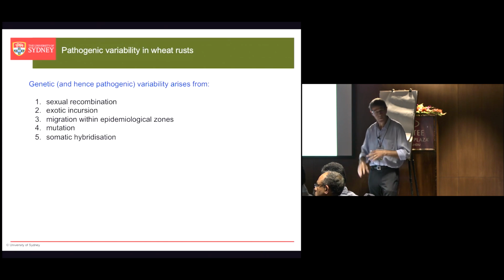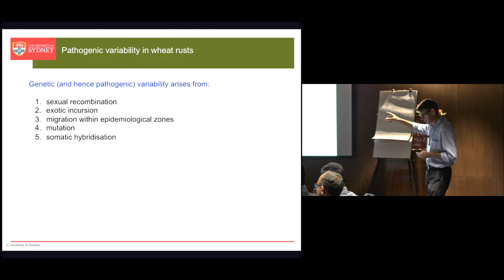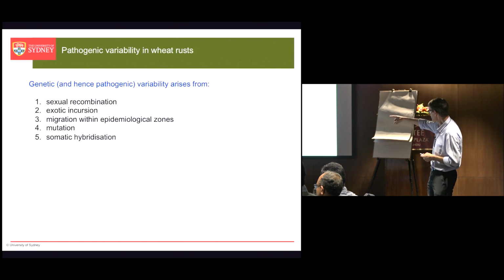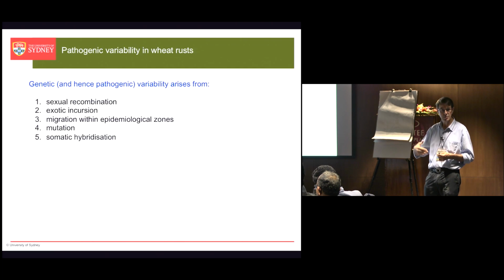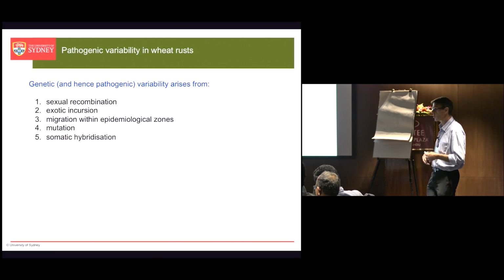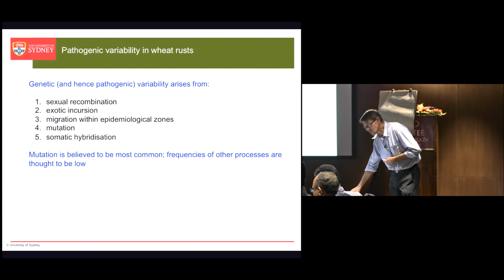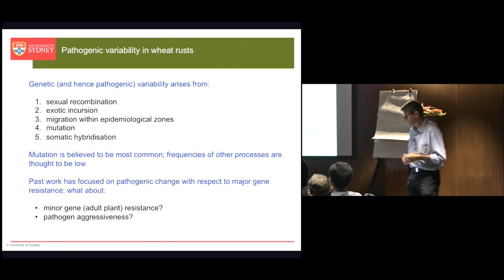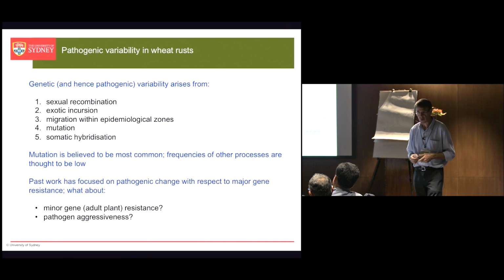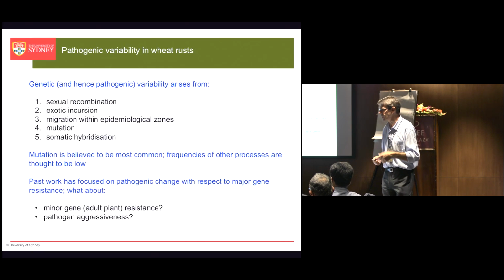All right, so that's pretty much it. Just to recap, 5 different mechanisms we believe generate genetic and hence pathogenic variability, or different pathotypes, of the rusts. Mutation we believe is the most common, and the others are not so common. One final comment to make, and we're going to be talking more about identifying pathotypes and things like that.